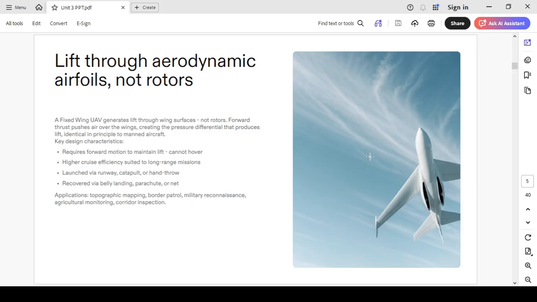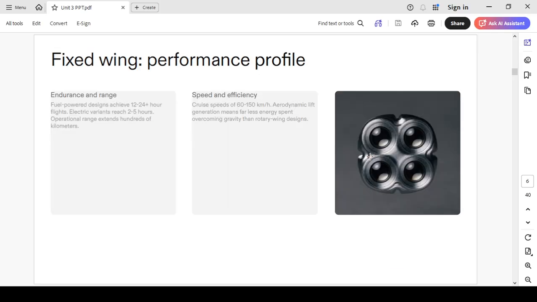Coming to the next case, the fixed wing UAV's performance profile. When you talk about range and endurance, and speed and efficiency, the fuel powered design achieves 12 to 24 hours of flight. Electric variants reach up to 2 to 5 hours of endurance. Operating range extends to some kilometers. Coming to speed and efficiency, the cruise speed will be around 60 to 150 kilometers per hour. Aerodynamic lift generated by the wing designs means less energy is spent.